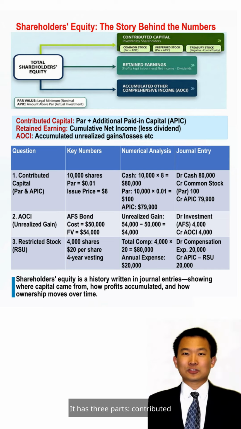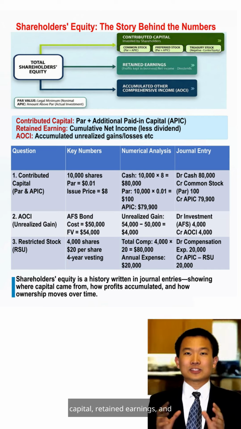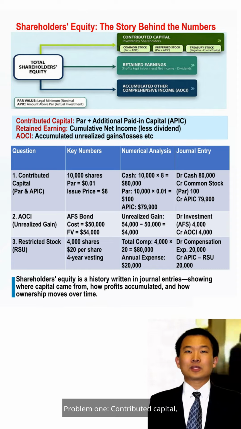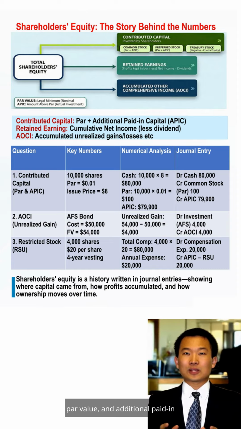It has three parts: contributed capital, retained earnings, and unrealized changes. Next, let's work through some problems to see how it's actually done. Problem 1. Contributed capital, par value, and additional paid-in capital, or APIC.